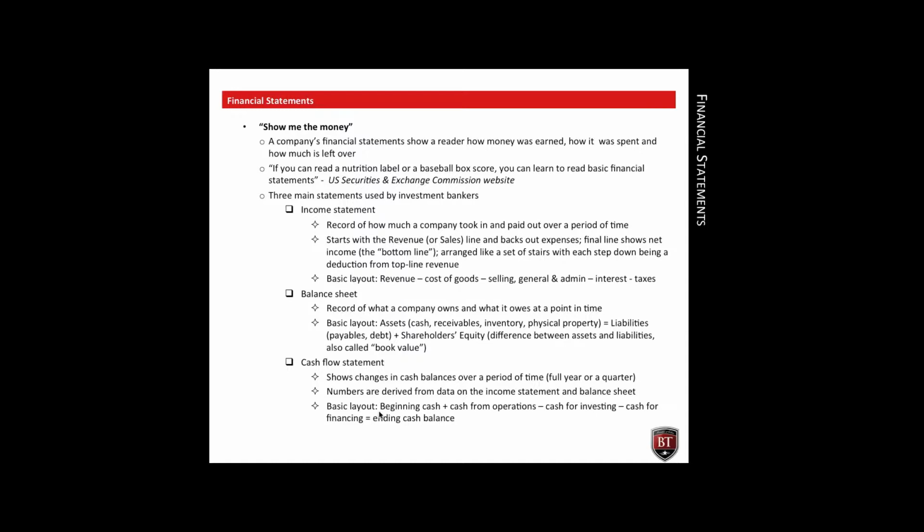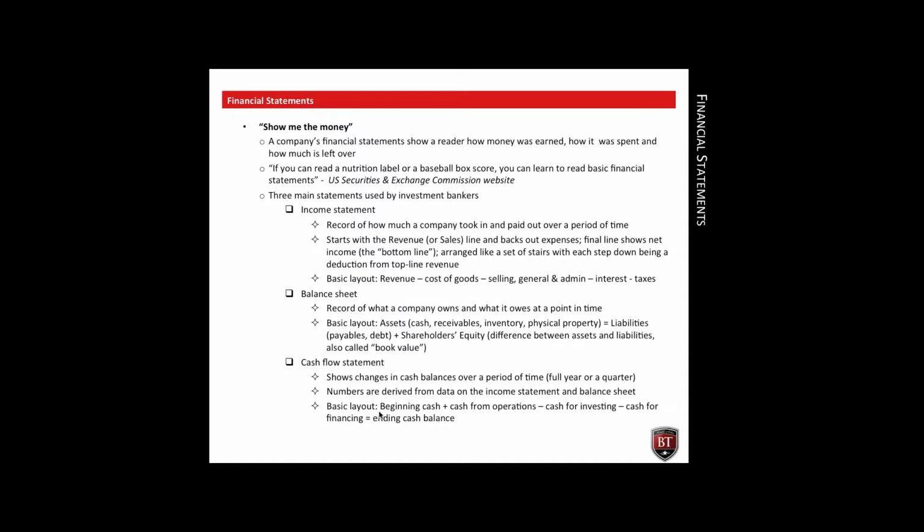The income statement is a record of how much a company took in and paid out over a period of time. It starts with a top line, also known as revenue or sales, and backs out various expenses, leaving a final line, also known as the bottom line, that shows net income. It's arranged like a set of stairs, with each step moving down being a deduction from top line revenue. The basic layout being revenue minus cost of goods, minus selling, general and admin costs, minus interest, minus taxes. And after all that, you've got net income.